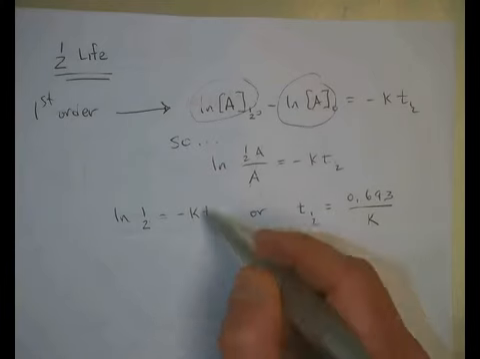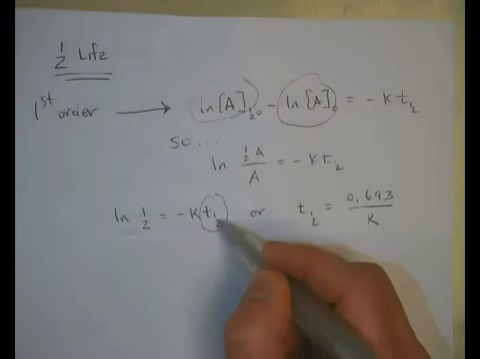Switching the k and the negative sign to the other side and taking the natural log of negative 1/2, you end up with t1/2 equaling 0.693 divided by k, because that's the natural log of negative 1/2. So this half-life equation, t1/2 is equal to 0.693 divided by k, is not given on the periodic table. So you either have to memorize it or you have to be able to derive it.